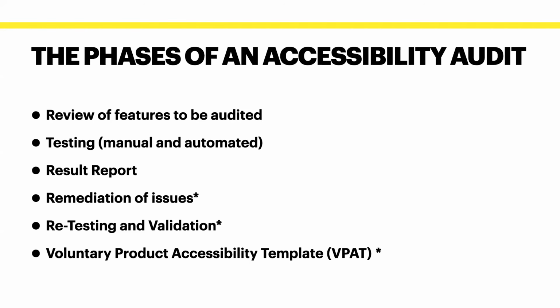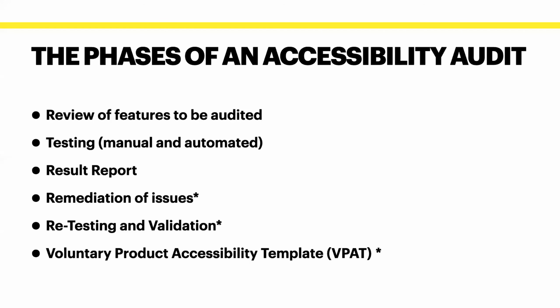Usually if you're working with an external consultant or vendor, you'll have your developers fix these issues, and then you'll send them back to the vendor to retest and then give validations. And then at the end, there is sometimes a VPAT, which is a voluntary product accessibility template.